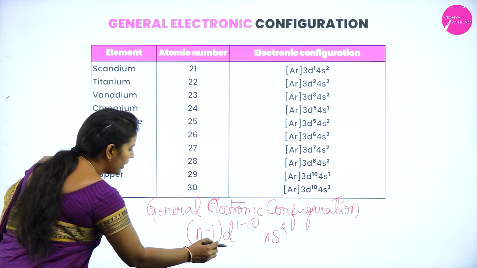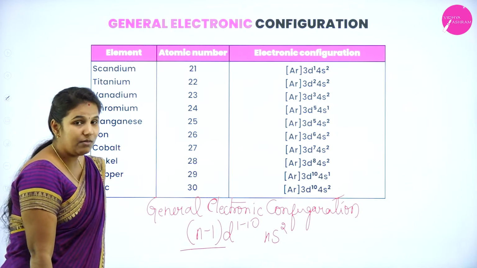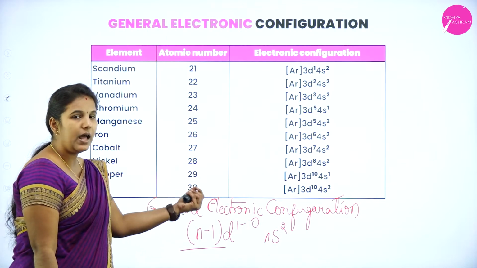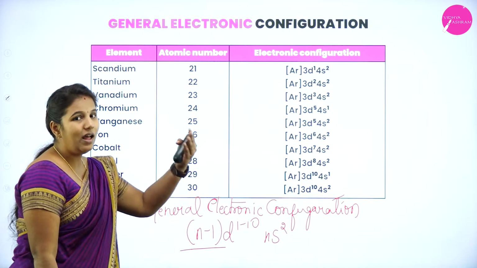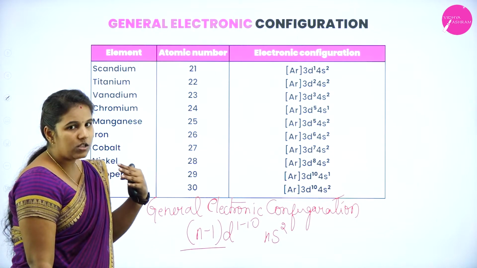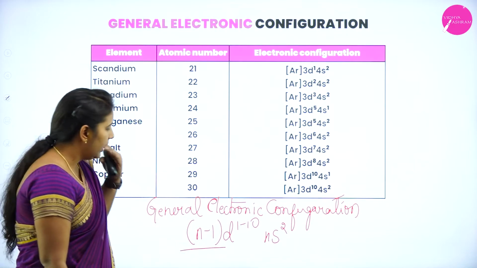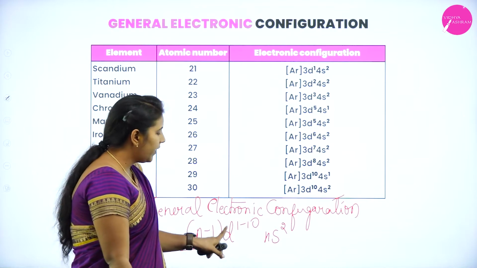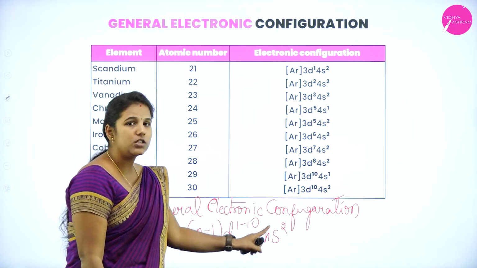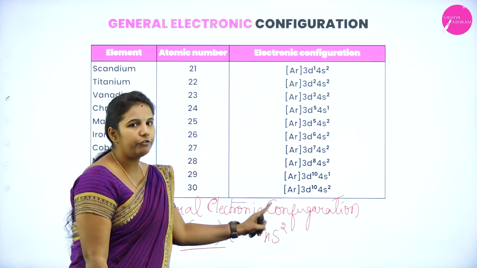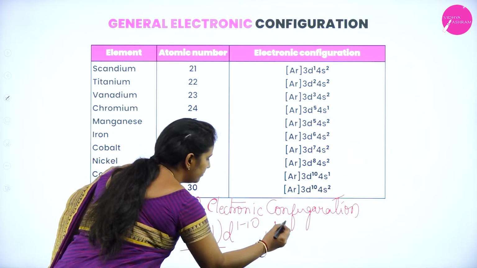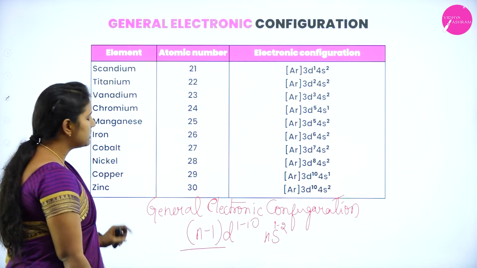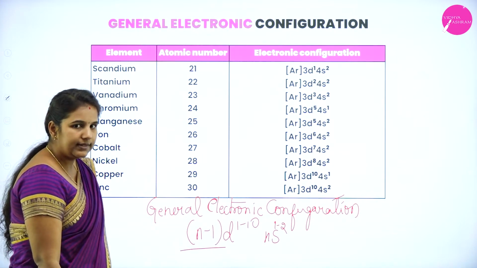What is this n-1? The n-1 indicates that the electrons are present in the penultimate shell, not in the ultimate shell. Hence it is known as n-1 d 1 to 10 ns2, where in the d orbital you can fill the electrons from 1 up to 10, whereas in the s orbital you can fill 1 to 2 electrons. So this is the general electronic configuration. We will discuss the 10 elements which are present in the 3D series.